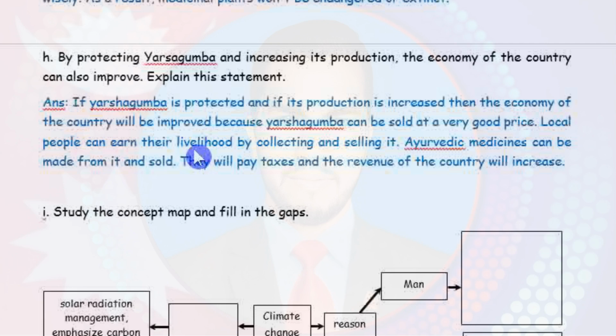Local people can earn their livelihood by collecting and selling it. Ayurvedic medicines can be made from it and sold. They will pay taxes and the revenue of the country will increase. While exporting Yarsagumba, the exporters also will pay tax to the government, and the government economy also will be helped by the export of Yarsagumba or its product.